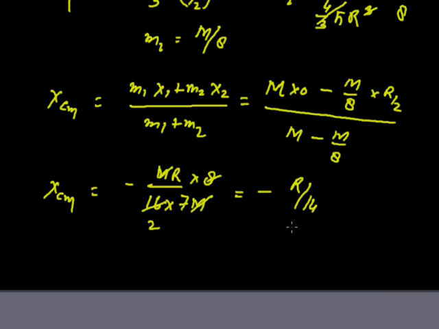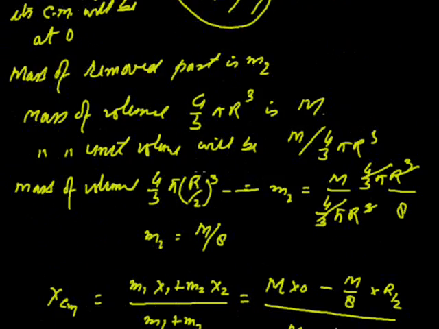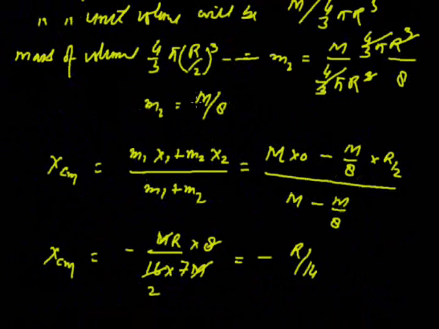Here the negative sign shows that the center of mass of the remaining part will be left towards point O. Here will be the center of mass of the remaining part. This distance is 7r by 14, and this distance is r by 14. So when any part is removed, we will take the mass negative.